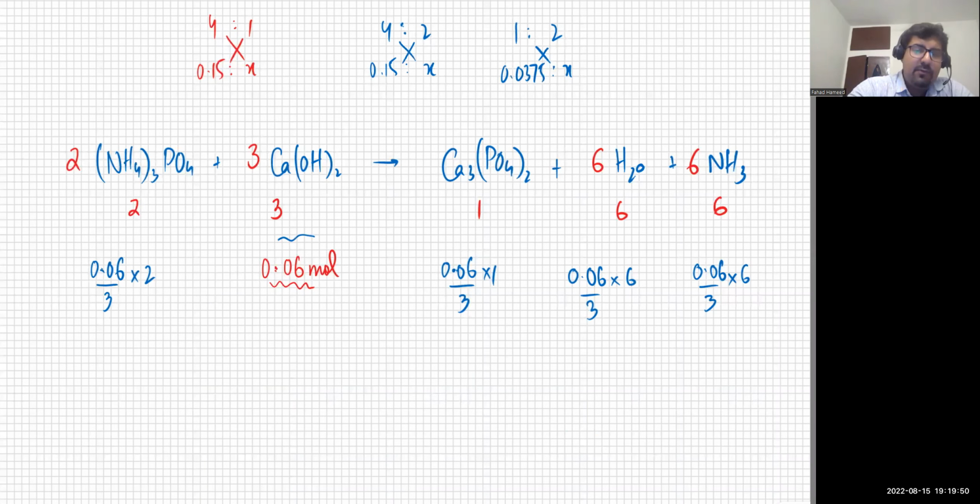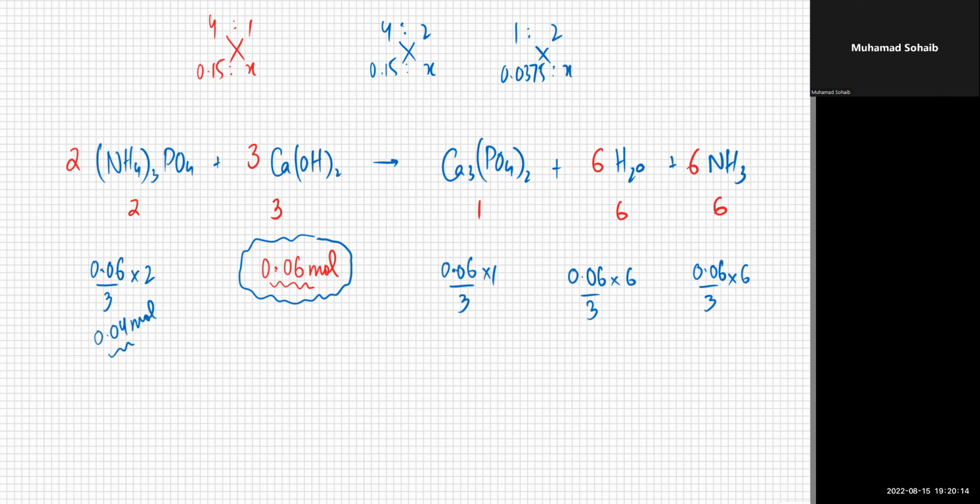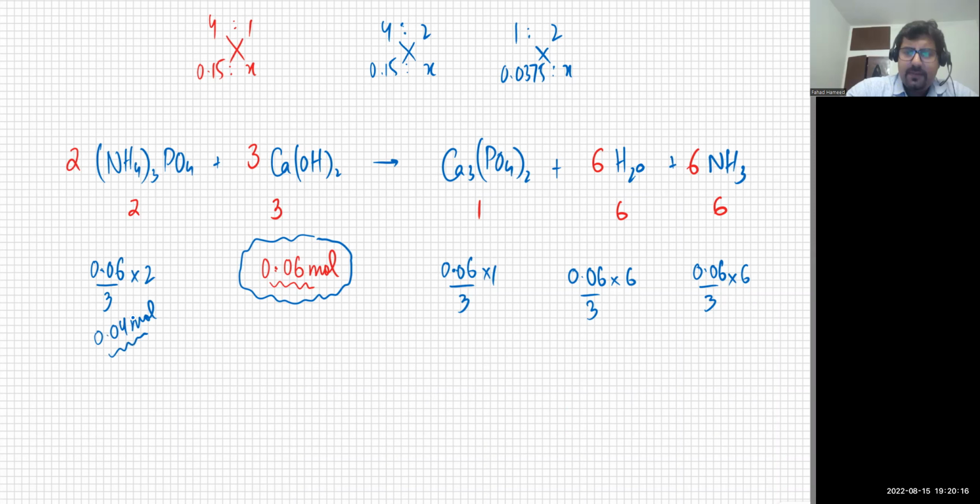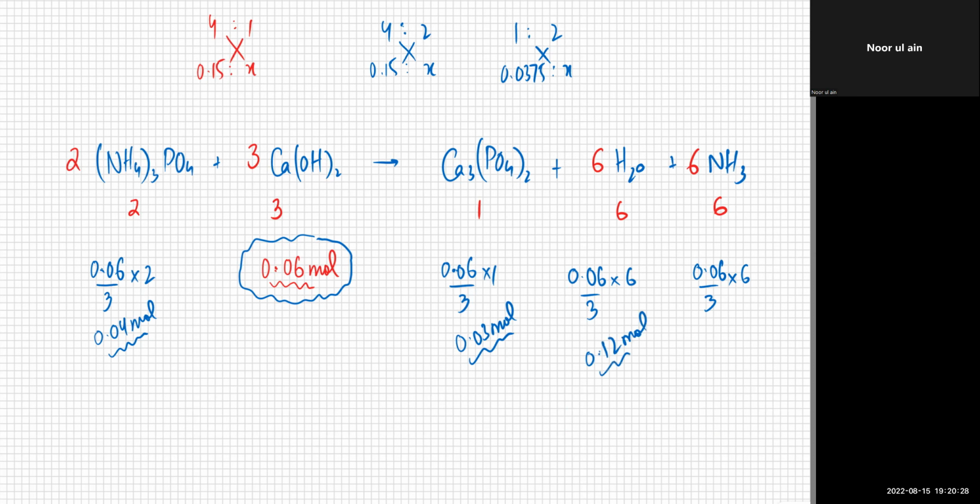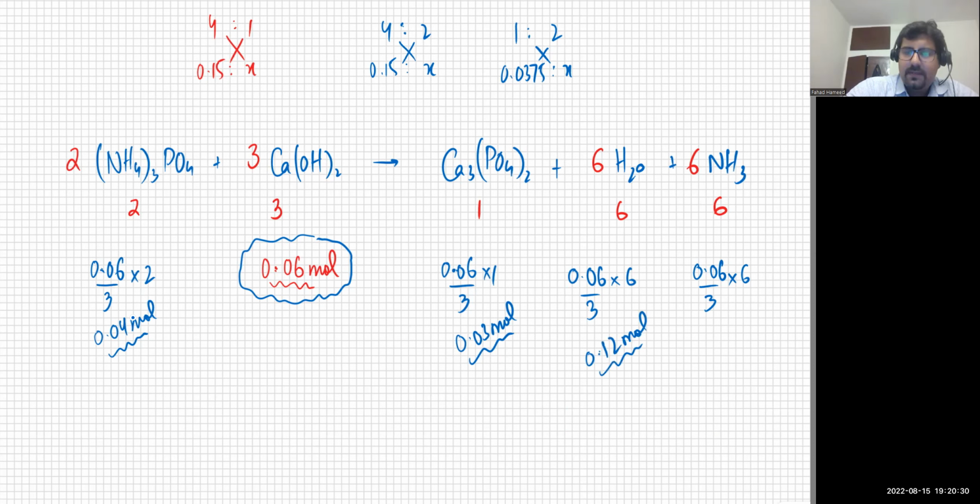0.06 divided by 3 into 1, that gives you this moles. 0.06 divided by 3 into 6, you get this moles. So is this clear? What numbers are there? You're getting 0.04 moles for this? Yes, sir. And what do you get for this? 0.03 moles? And I guess this is 0.12 moles. And correct me if I'm wrong, this one is probably 0.12 moles as well.